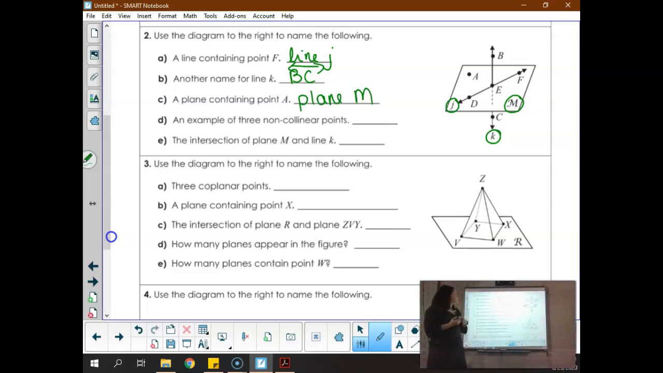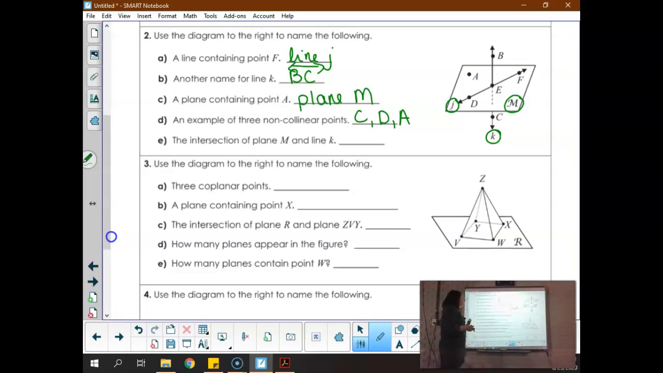An example of 3 non-collinear points. You could pick any 3 you would like. I'm going to pick 3 for sure that I know are nowhere on the same line. So I'm going to go C, D, and A, because they tend to be a little all over the place.